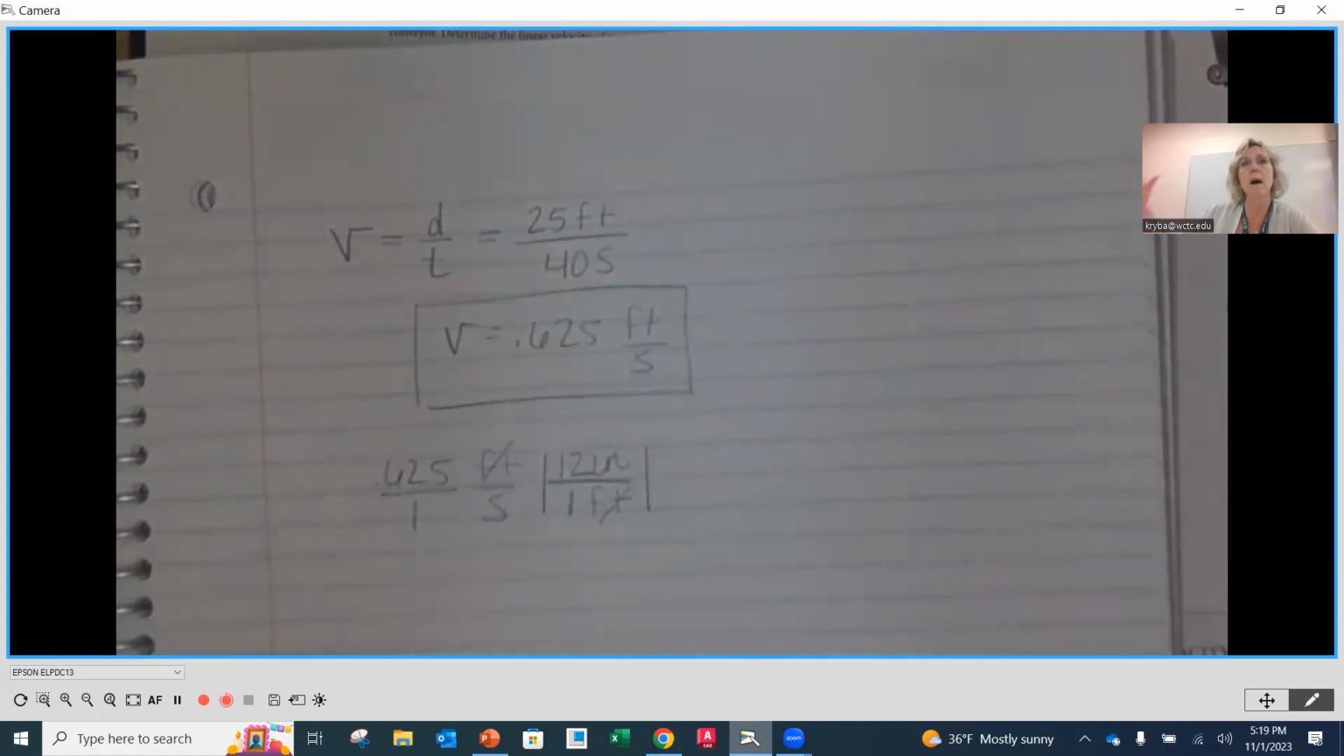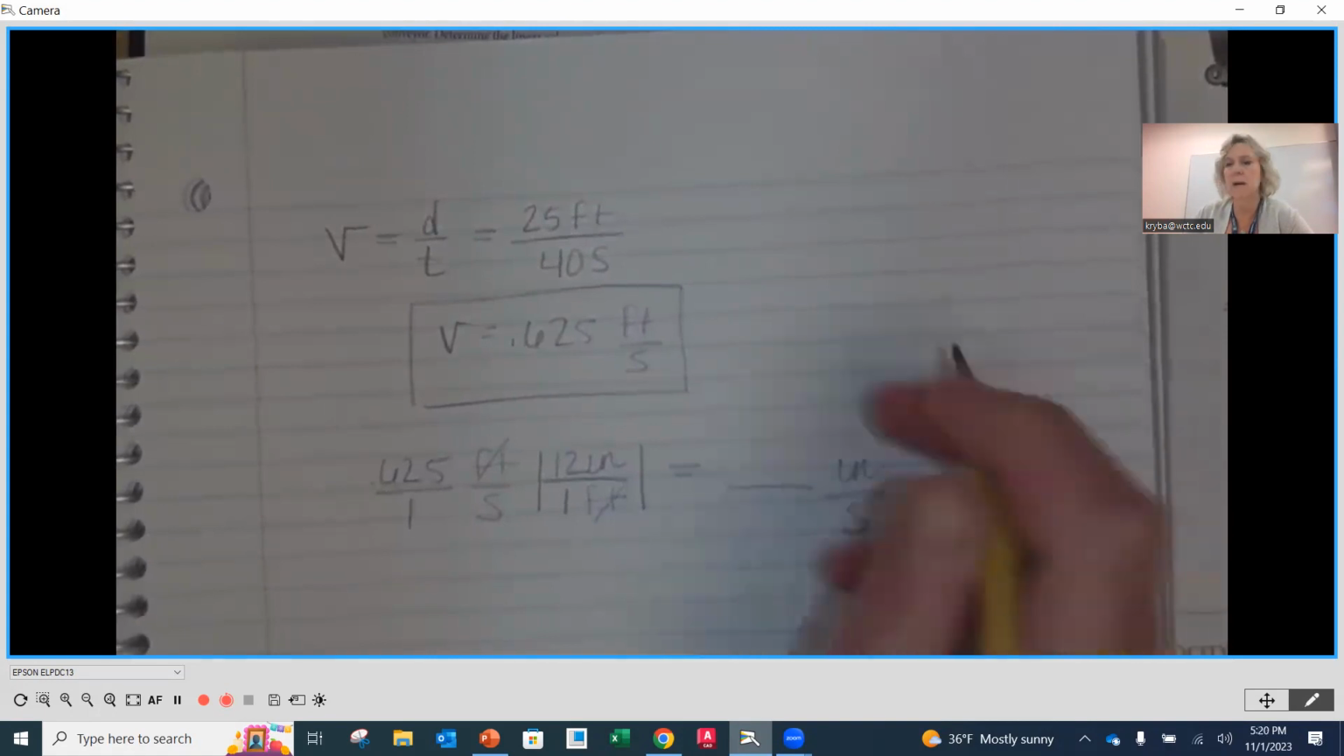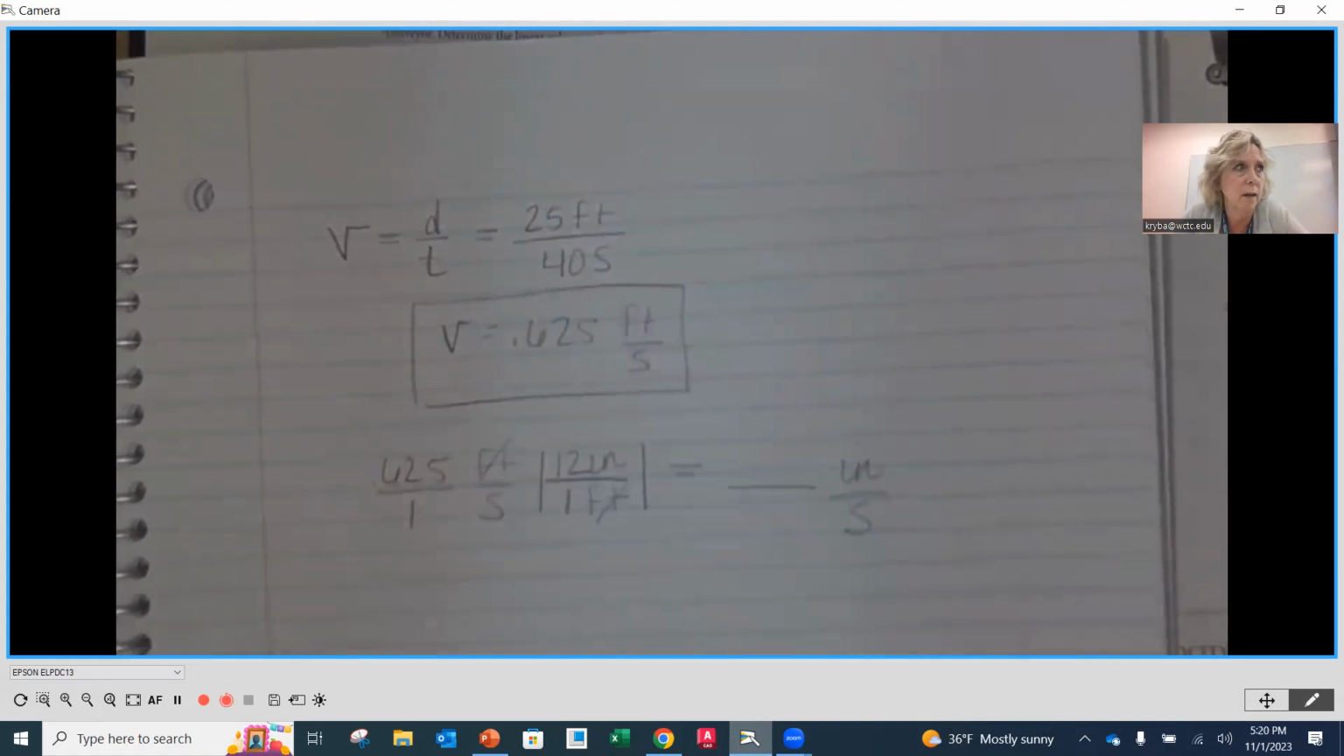If I needed to do another conversion, maybe to convert seconds to minutes or hours or whatever it might be, I would do that next conversion right next to it. But this is where I wanted to be, inches per second. So now I'm going to simply multiply 0.625 times 12, and then divide by 1. Then I would have whatever my answer is, and my units this time would be in inches per second.